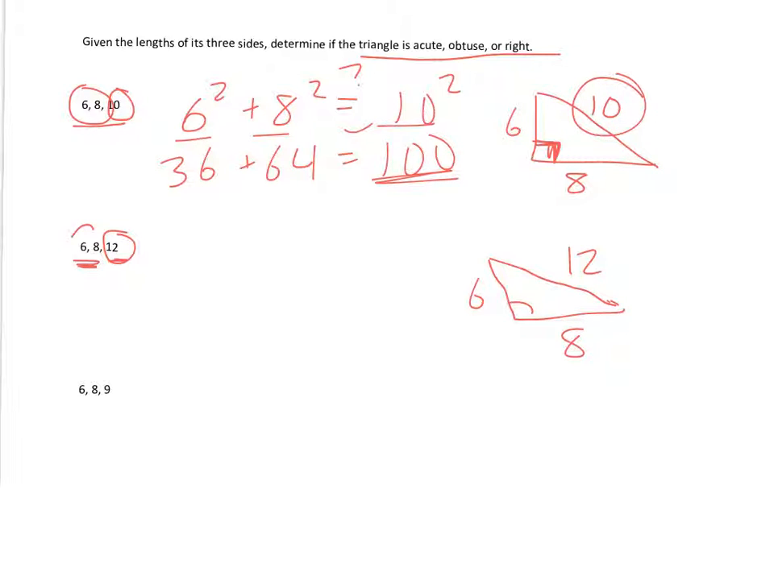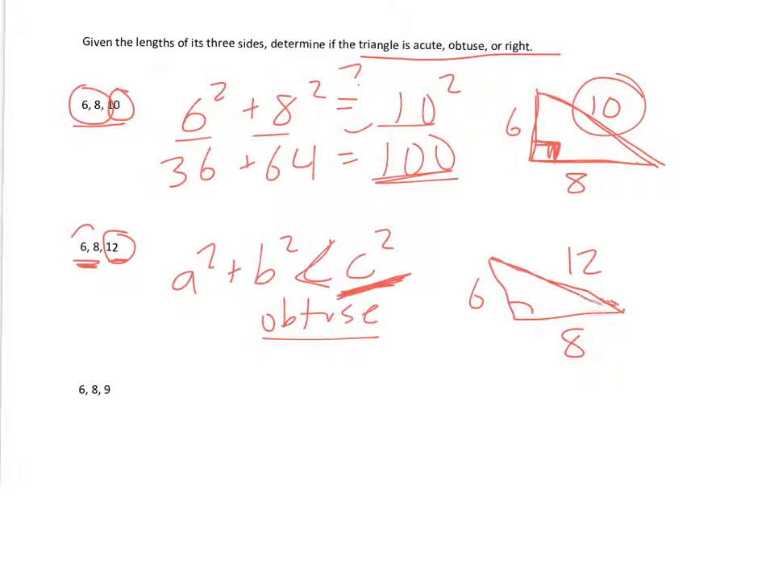So what this says essentially is if a squared plus b squared is smaller than c squared, then you are going to have an obtuse triangle. Or put another way, if the longest side squared is bigger than the other two sides squared, it's obtuse. So compared to the right triangle, when they're equal, if you open the triangle up more by making the longer side even longer, it's going to be obtuse.